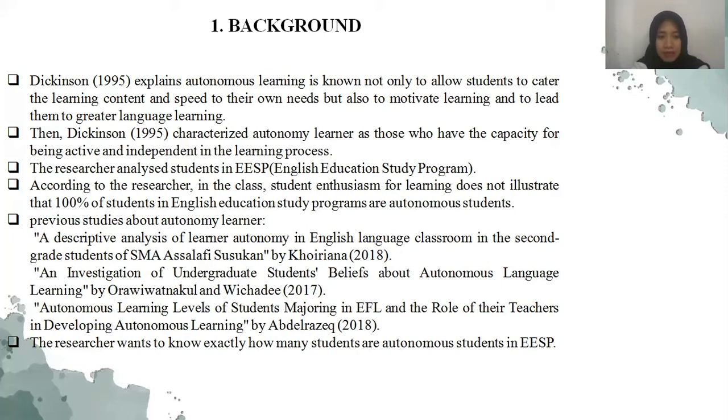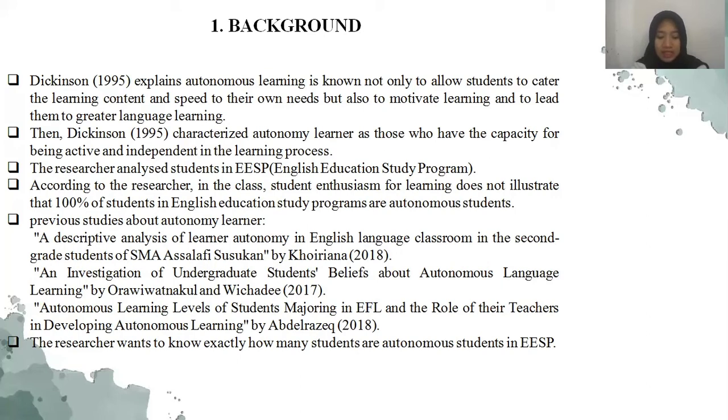And then review study about autonomy learner. Before the researcher did the study, she got some previous studies, like a descriptive analysis of learner autonomy in English language classroom in the second grade students of senior high school Asalapi Susukan by Horiana 2018. And then an investigation of undergraduate students' beliefs about autonomous language learning by Oriwa Nakul and Wichade 2017. And the last is about autonomous learning levels of students majoring in EFL and the role of their teachers in developing autonomous learner by Abdurazak 2018.